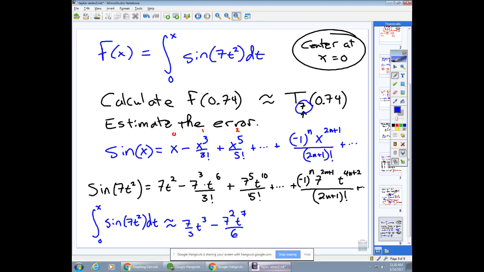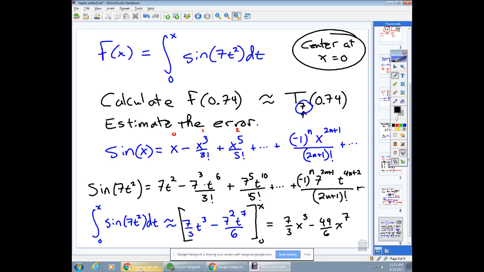And now I then have to evaluate that from 0 to x. And 0 works out very nice here, right? It just goes away. So now I can just rewrite this with x. And so my 7th Taylor polynomial for this particular crazy function is just 7/3 x cubed minus 49/6 x to the 7th. And I'm ready to do my approximation. So we're going to plug in our 0.74 into that and see what we get.